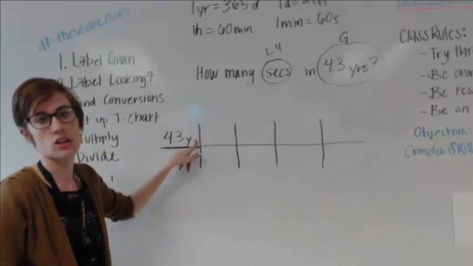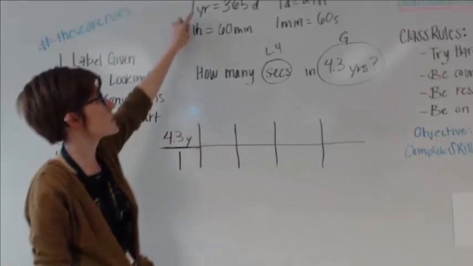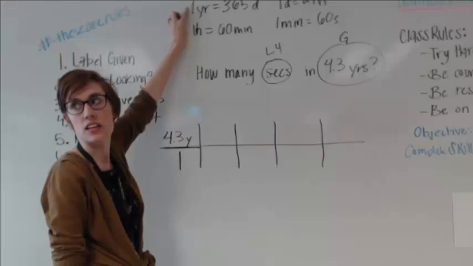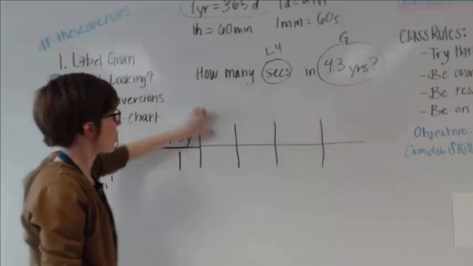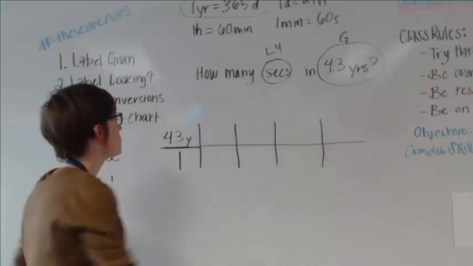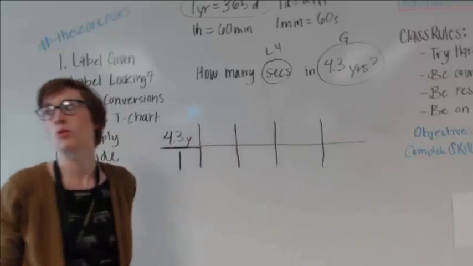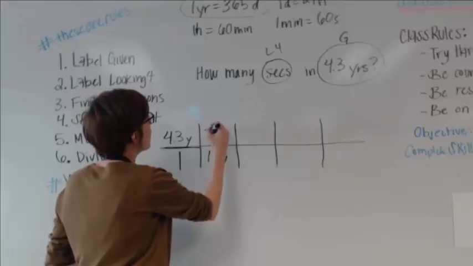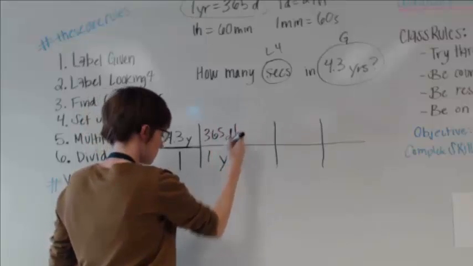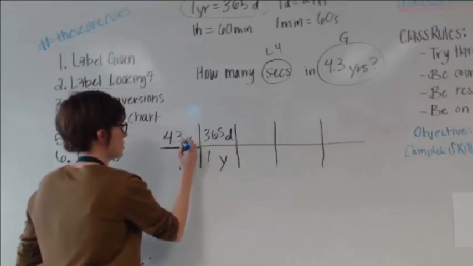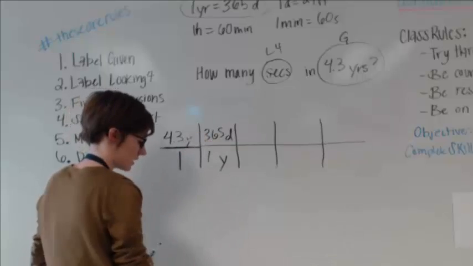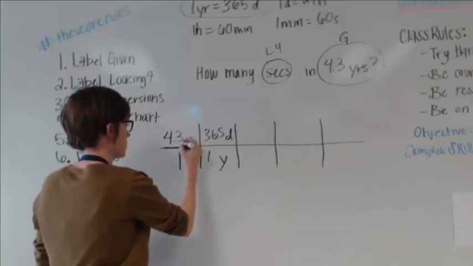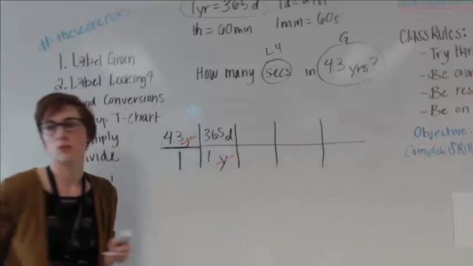So make 4 boxes. Now which conversion factor are you going to want to use first? Well, you have years here, so you have to use a conversion factor that has years in it, so you can cancel out the years. And where are you going to want the years to go, on the top or the bottom? If I put years on top, I'm going to get years squared. But if I put years on the bottom and the days on top, guess what I can do with years? You can cancel them out.